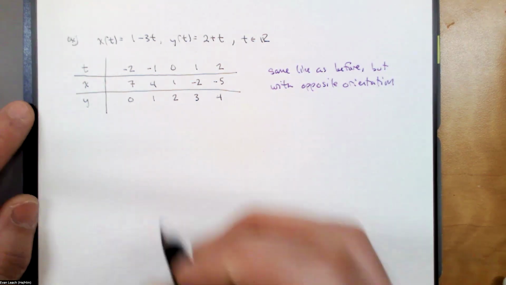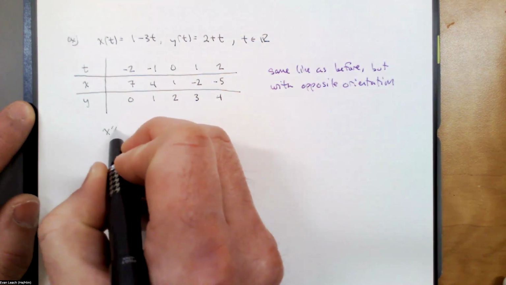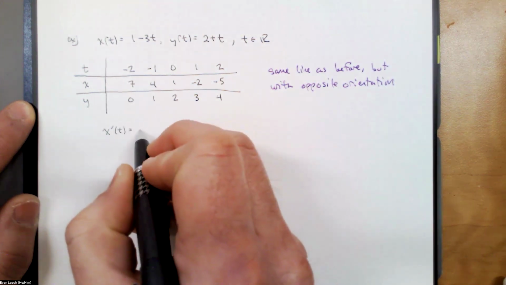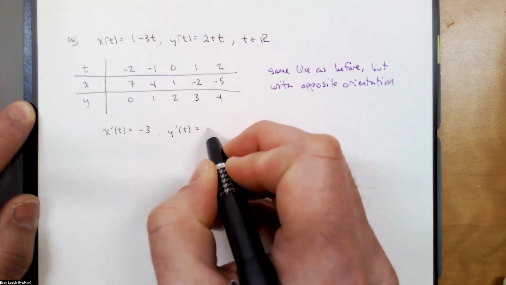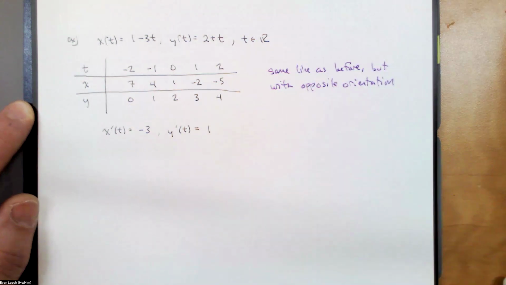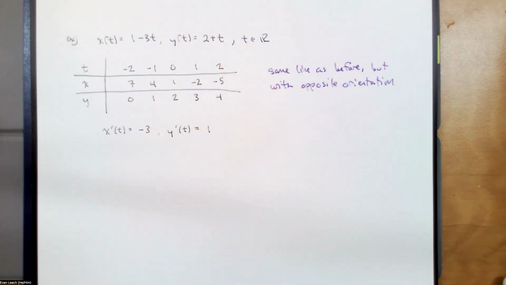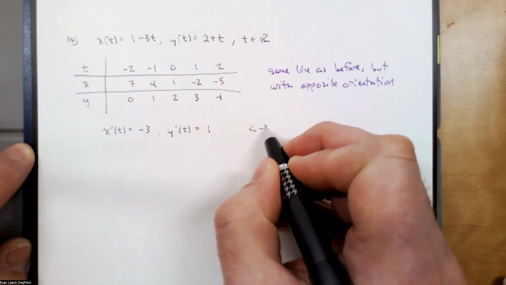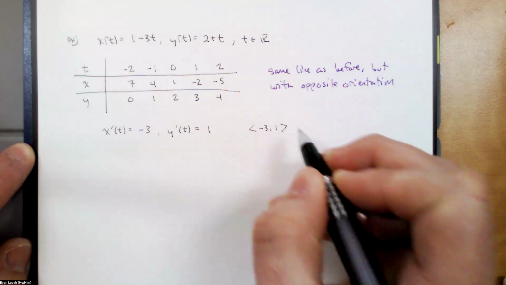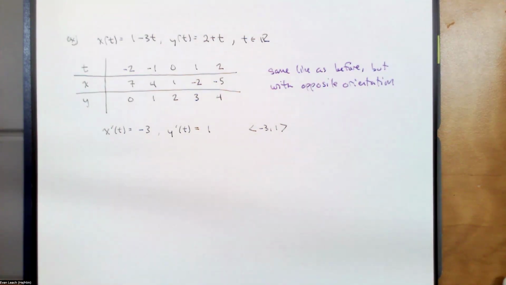If I look at the derivatives, x prime of t is -3, and y prime of t is +1. So our vector describing the direction, a tangent vector to this curve, is -3, 1. That's just the opposite of what we had before. Just -1 times 3, -1. It's the opposite orientation.